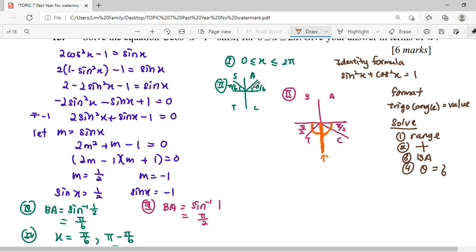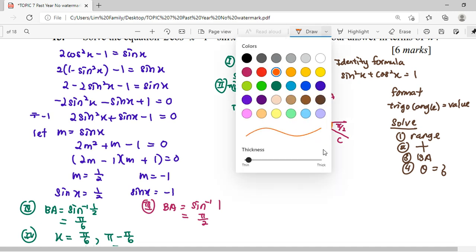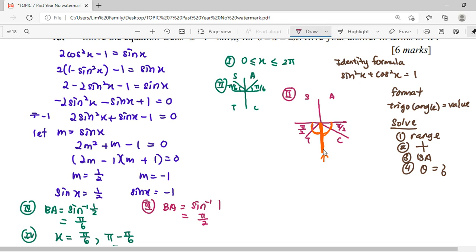Just now pi over 6 is a small angle. So small angle here, small angle here. When it comes to pi over 2, it's 90 degrees. So I have to draw it correctly, 90 degrees until here. Therefore, only then can we get our solution correctly. So our x here, what is our x here?